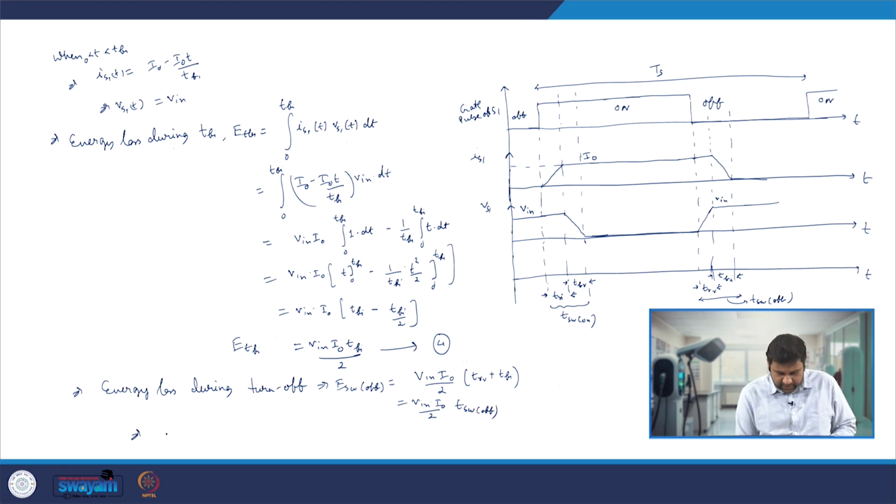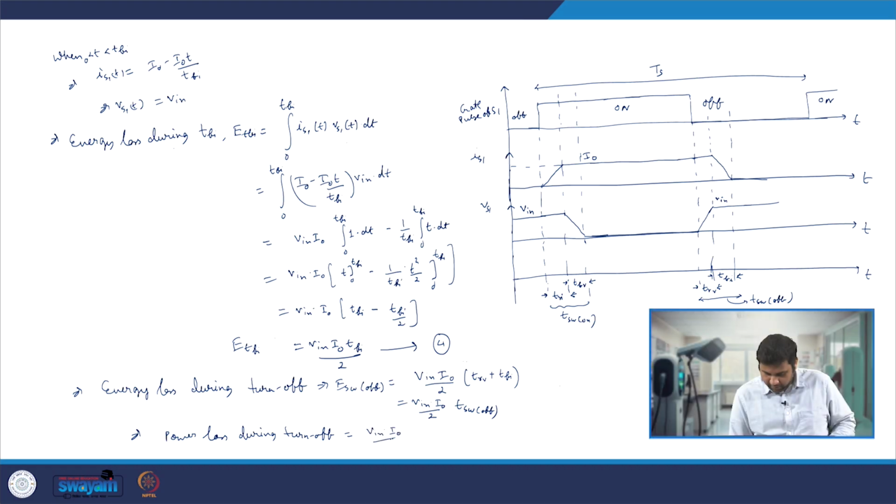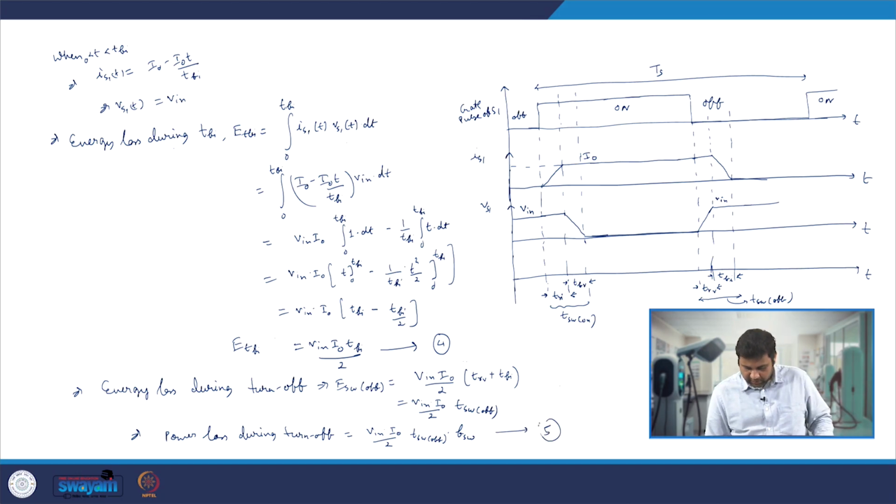And then we can say the power loss during turn off, or turn off power losses, and this power loss is happening once in a switching period because it turns off only once in a switching period. So we can just say Vin I naught by 2 T switch off into Fsw, just like we got in the case of the turn on case. That we will define as equation number 5. Now this value we will get from equation 3 and 4.